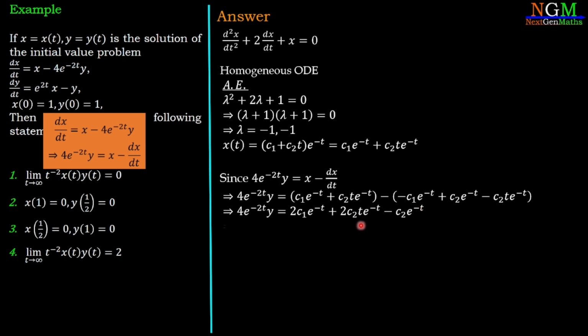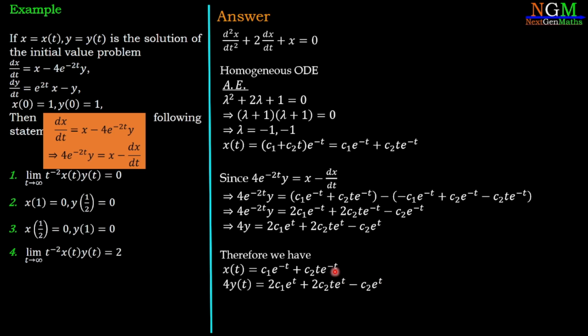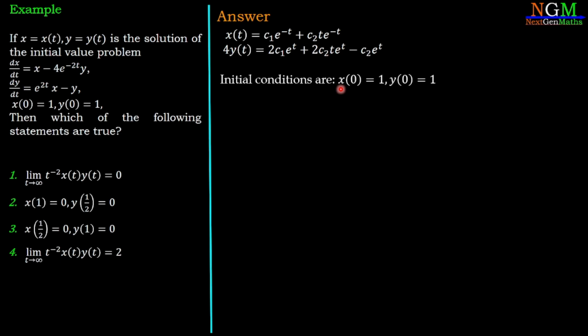Multiply both sides by e^(2t). So e^(-t) into e^(2t) will be e^t. So we have 2c1 e^t plus 2c2 t e^t minus c2 e^t. Therefore, we have x of t equal to c1 e^(-t) plus c2 t e^(-t), and 4 times y of t equal to 2c1 e^t plus 2c2 t e^t minus c2 e^t. This is the initial value problem, and the initial values are x of 0 equal to 1, y of 0 equal to 1.